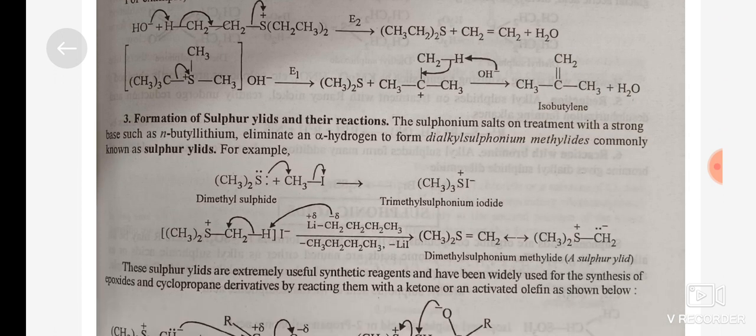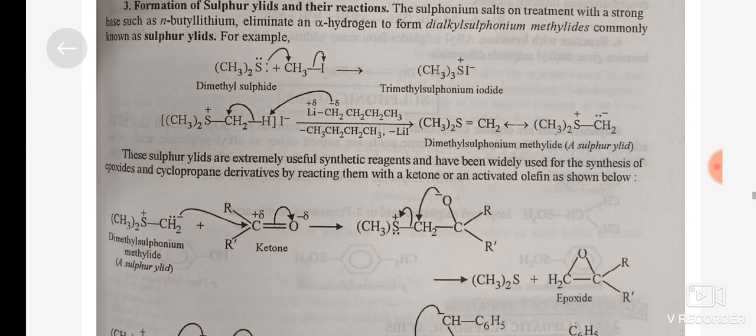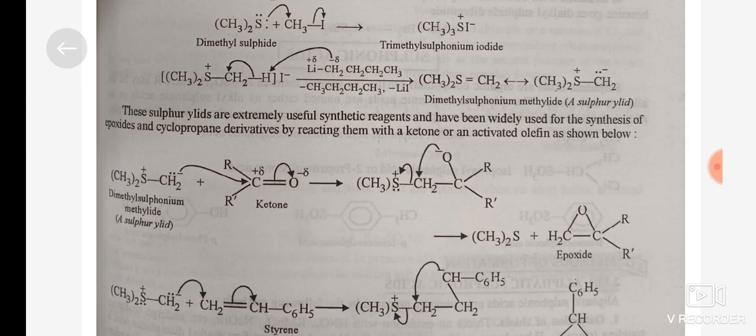Third is formation of sulfur ylides and their reactions. Sulfonium salts on treatment with strong bases such as n-butyllithium eliminate an alpha hydrogen to form dialkyl sulfonium methylides, commonly known as sulfur ylides. These sulfur ylides are extremely useful synthetic reagents and have been widely used for the synthesis of epoxide and cyclopropane derivatives by reacting them with a ketone or an activated olefin as shown below.